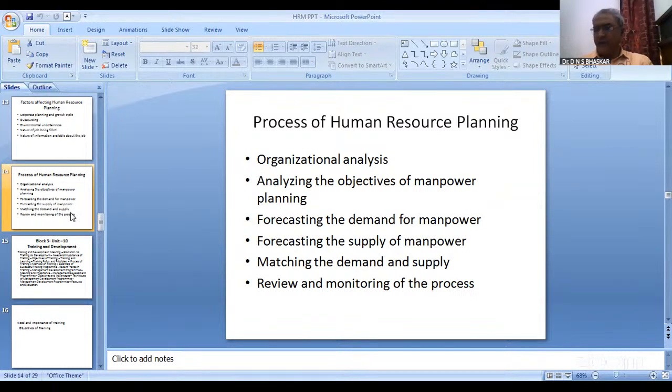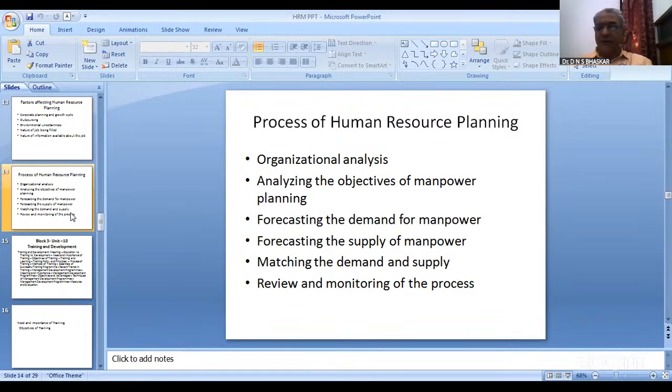The process of human resources planning is a very, very important question from the examination point of view. Organizational analysis: first of all, while doing human resources planning, analyze the organization. What type of organization it is, whether it is of a service nature, a marketing nature, or a trading nature. Then analyzing the objectives of the manpower planning: with what objective you are going to hire the people, with what objective you are going to do the planning for the manpower. That we are going to study right now.